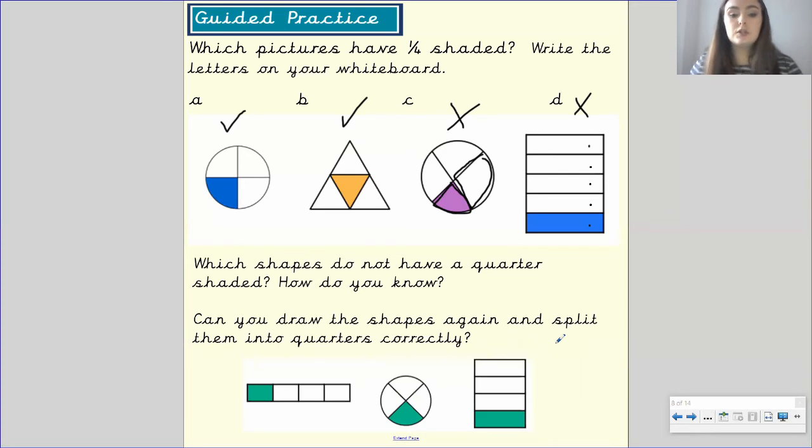Okay, so it should look something like this. Here we've got our circle. We've split it into 1, 2, 3, 4 equal parts, and we have shaded in one of those equal parts. You can then see that we've now split this rectangle into 4 equal parts and shaded in one as well. You could have also turned the rectangle on its side and made it look like this one if you wanted to, but this is how you should have shown them, splitting them into quarters correctly.